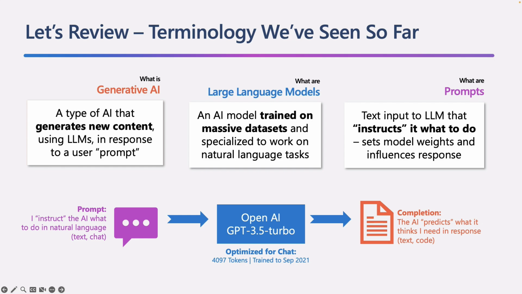But before we dive in, let's recap what we know in terminology so far. We know that generative AI refers to a type of AI that generates new content using large language models. And we know that large language models are AI trained on massive data sets that are specialized to work with natural language tasks. So prompts are now the natural language or text inputs to an LLM that allow a user or an application to program its behavior and influence its response.